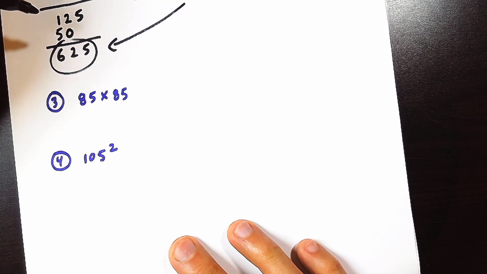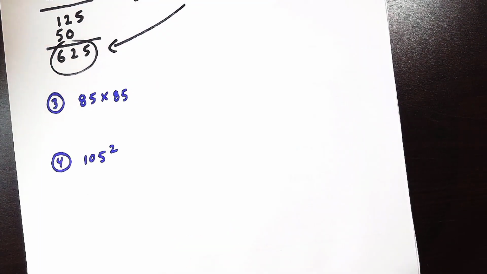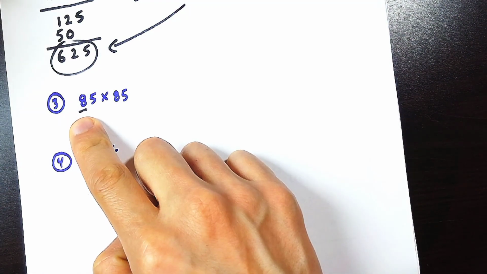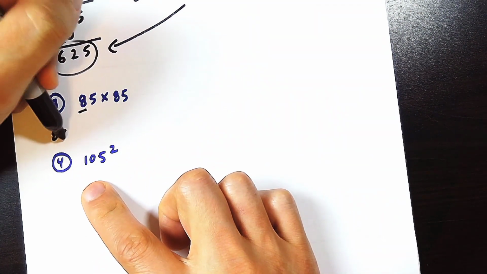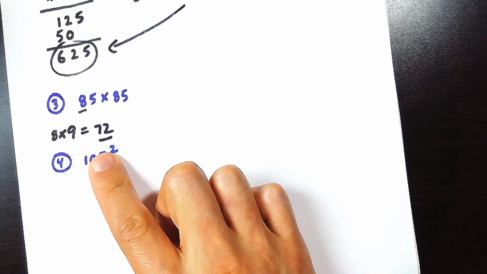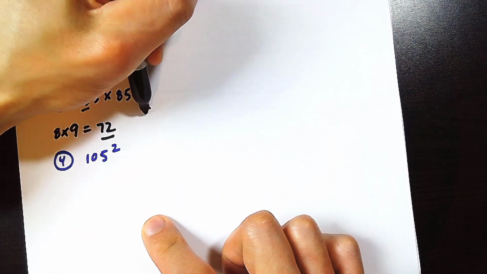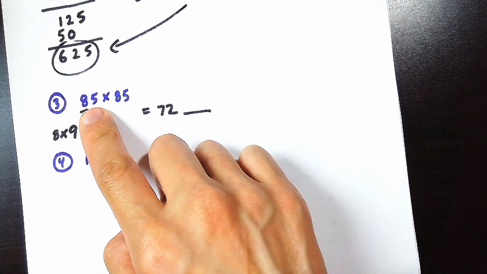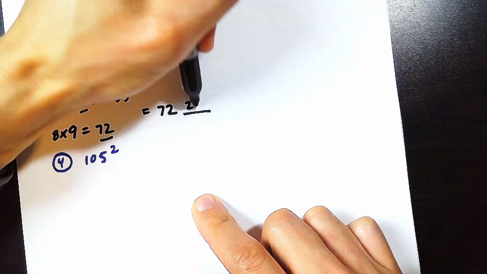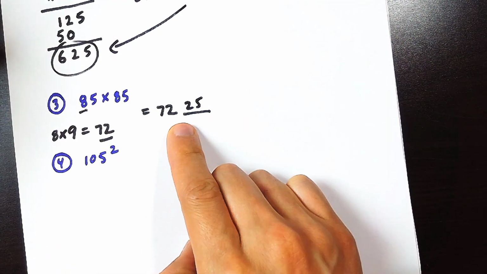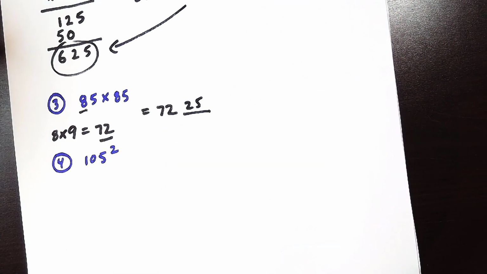85 times 85 is the same thing as 85 squared. And what we're going to do is multiply the number 8 times the number higher than it. So what's 8 times 9? 8 times 9, the number higher than 8, is going to be 72. So this is the number that we're going to be working with. So the answer is 72, and it ends with what? There's a 5 here, there's a 5 here, it ends with 25. So 85 times 85, you can do in your head, is 7,225. Very impressive.